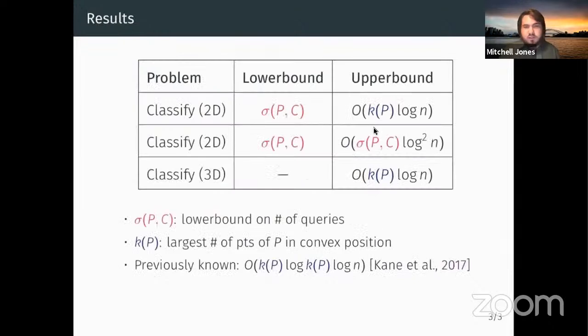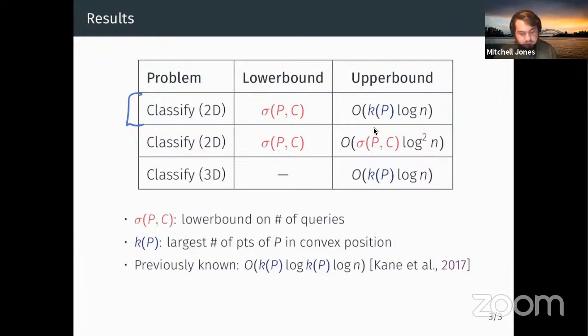These are just some of the results I've highlighted here. The main one, which I mentioned in the talk, was the first one, classify in 2 dimensions, where we show that there is an algorithm where the number of queries made is k(P) log n, where k(P) is the largest number of points in convex position. We also derive a lower bound on the number of queries that any algorithm has to make, and this lower bound is something known as the separation price, sigma(P, C), which I can go into in more detail, but it's discussed in the talk.